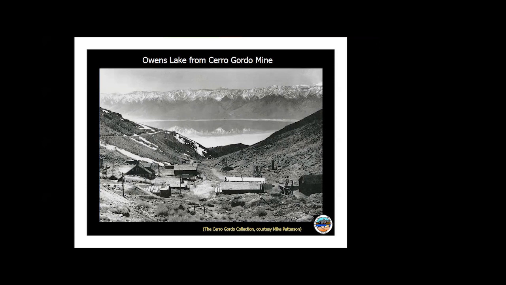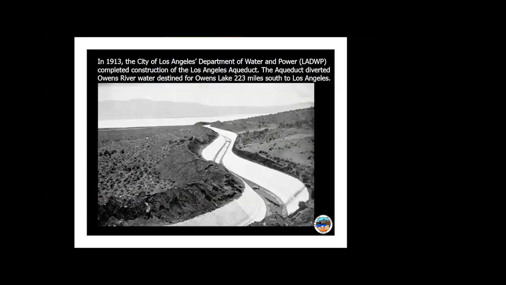Some claim that the mines at Owens Lake were the mines that built Los Angeles. And something changed. This was in 1913. What had changed was the city of Los Angeles built the Los Angeles Aqueduct. And that Los Angeles Aqueduct's purpose was to supply the growing city of Los Angeles with water.